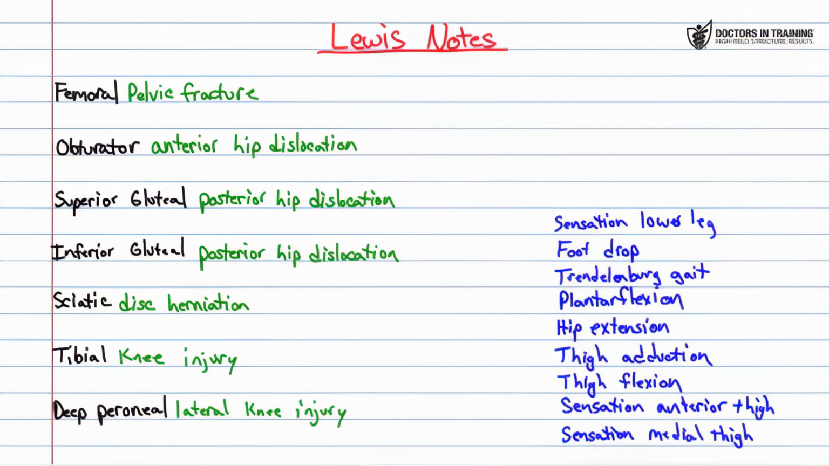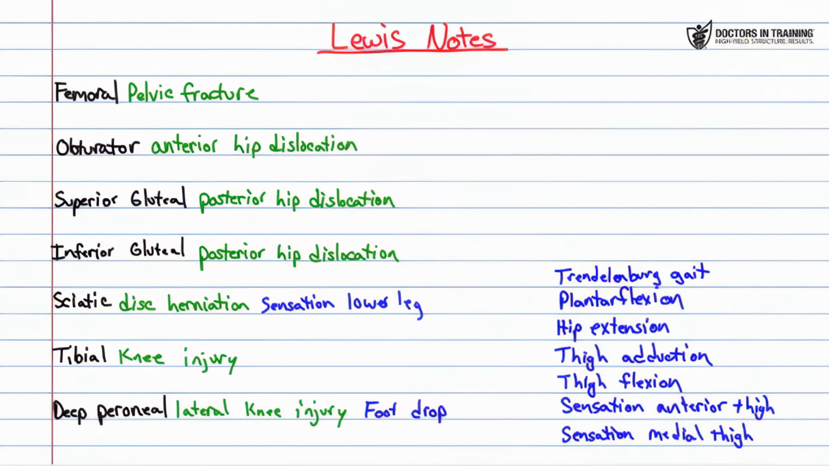So first we have a sensation of the lower leg. Now this excludes the medial side. I didn't put that on there because I ran out of room. But that's going to be with your sciatic nerve here. Foot drop, when you have a foot drop, you're going to be harming your deep peroneal nerve here.